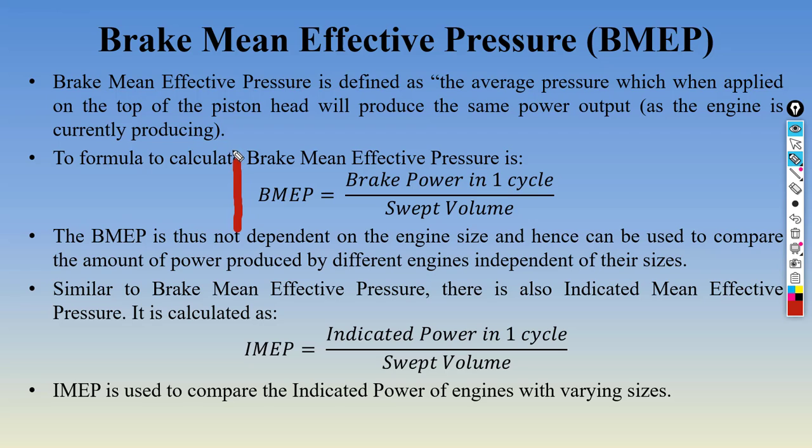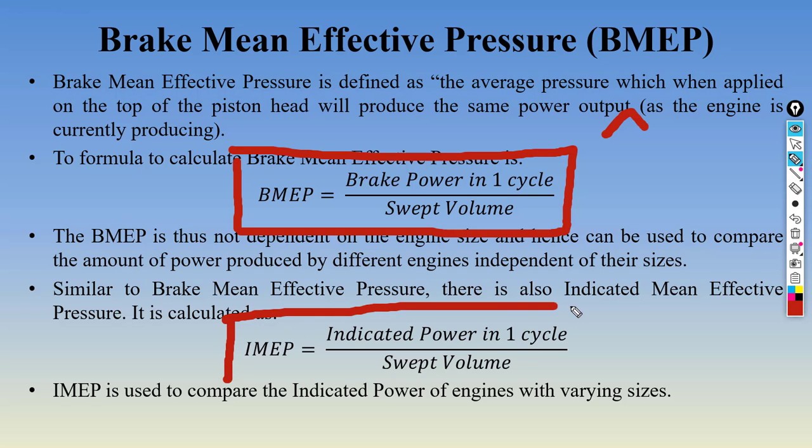What is brake mean effective pressure? It is the brake power developed in one cycle divided by the swept volume. Brake mean effective pressure is the brake power developed in one cycle divided by swept volume. And similarly, what is indicated mean effective pressure? It is indicated power developed in one cycle divided by swept volume.